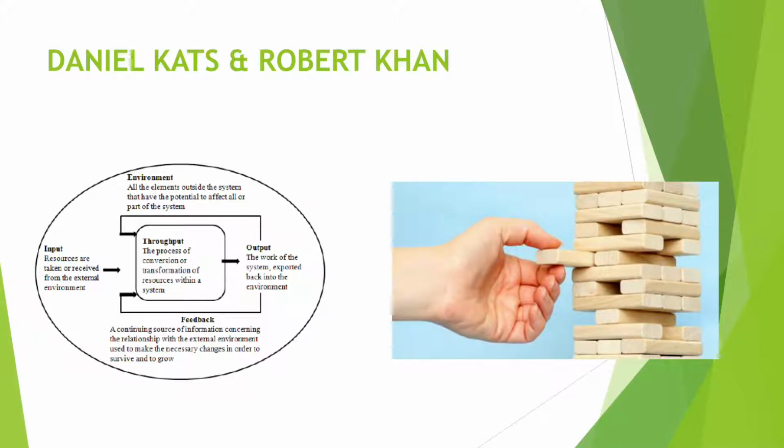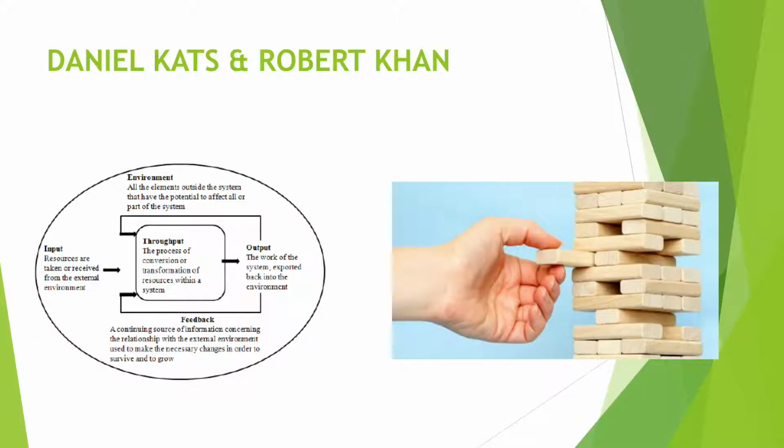But then we have Katz and Kahn, who kind of said otherwise, or they contributed more in their open systems theory that supported holism, and it stated that every role in an organization works together to accomplish various roles. So Katz and Kahn explained that there are inputs, process, and then outputs that make up the structure of the organization.